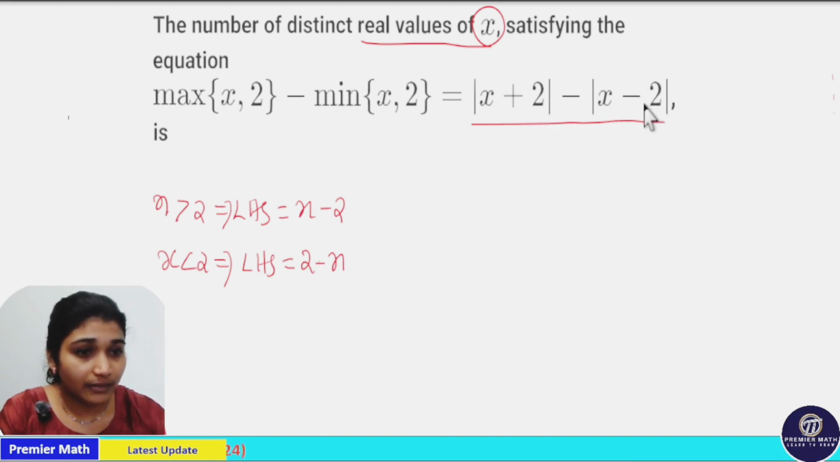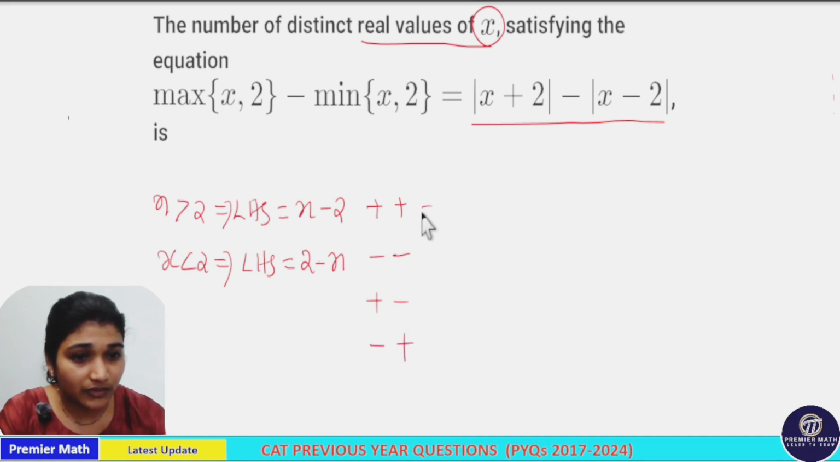Now, in the RHS, both the inputs can be positive. That is, both x plus 2 and x minus 2 can be positive, or both can be negative, or the first can be positive and the second negative, or the first can be negative and the second positive. If x plus 2 and x minus 2 are both positive, then this becomes x plus 2 minus x minus 2, x cancels, and the answer is 4.